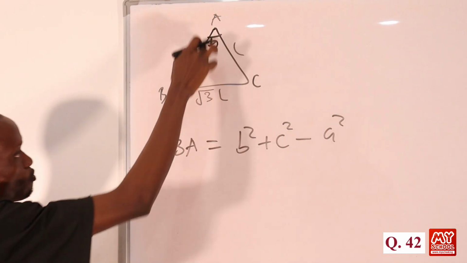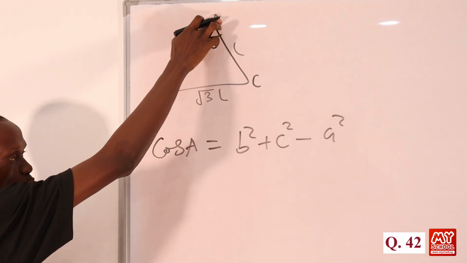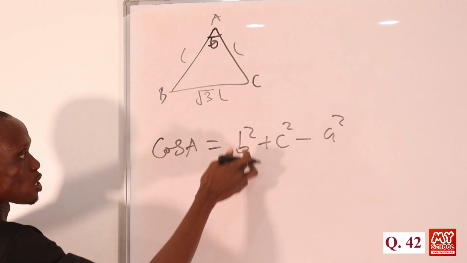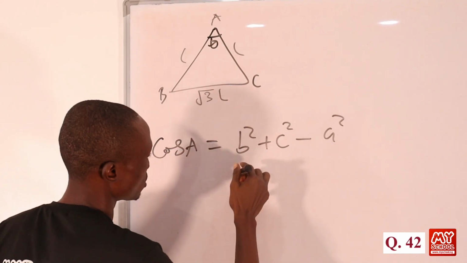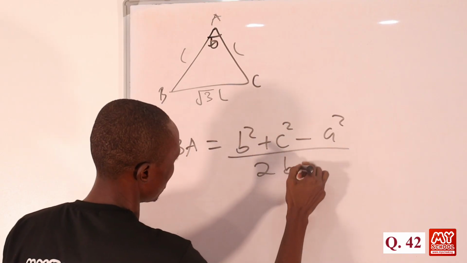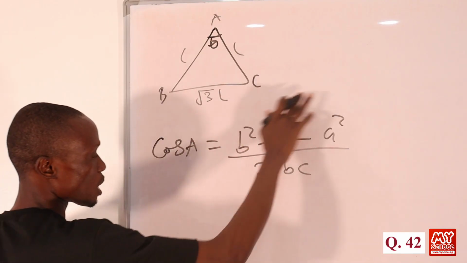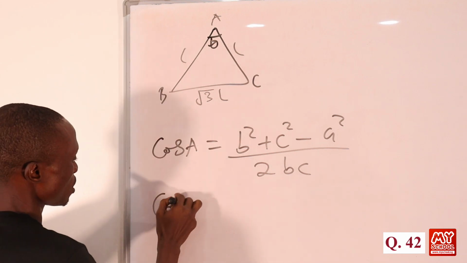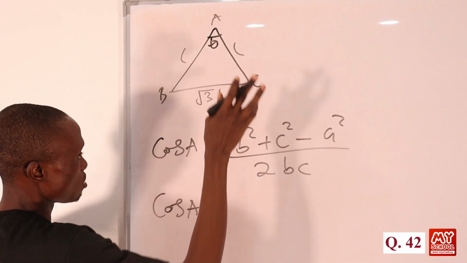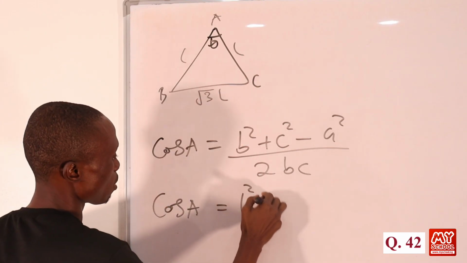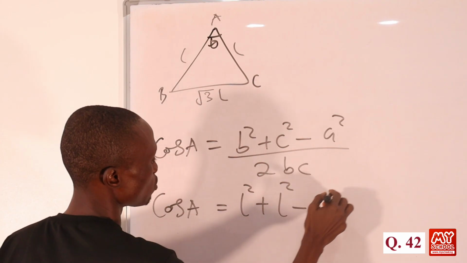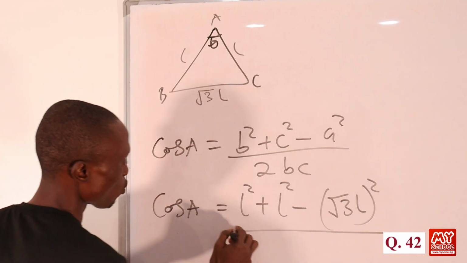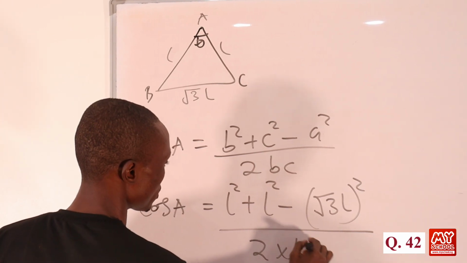squared. The side facing the angle that we are looking for is the small letter a, while the sides facing B and C are small letter b and c respectively, divided by 2bc. So basically this is the formula that we are going to use to calculate the angle A. So cos A will be equal to, let's put in the values, L squared plus L squared minus root 3L squared, all over 2 times L times L.